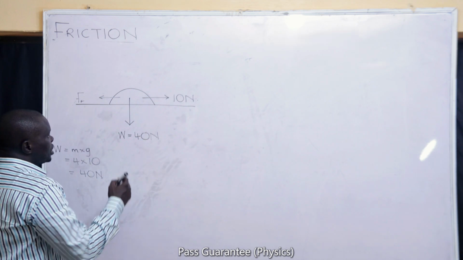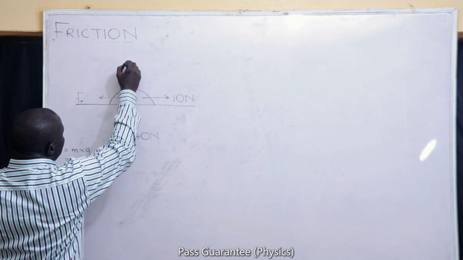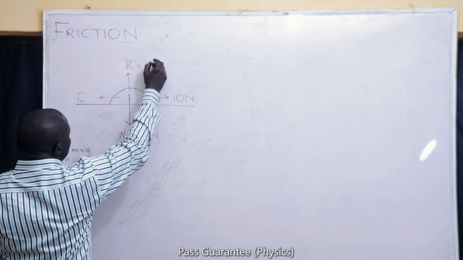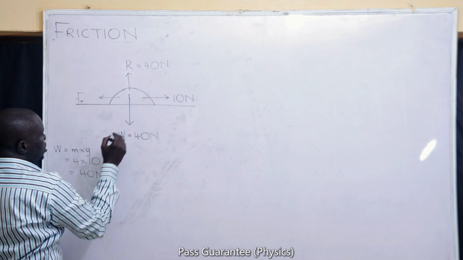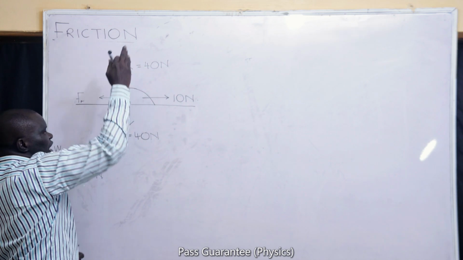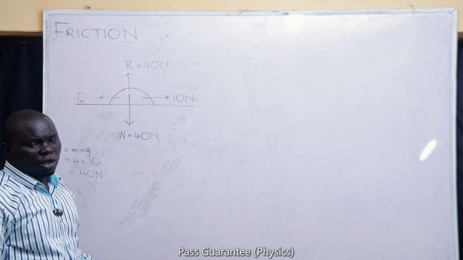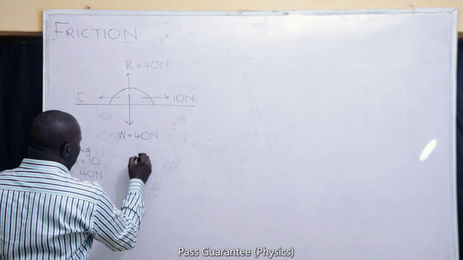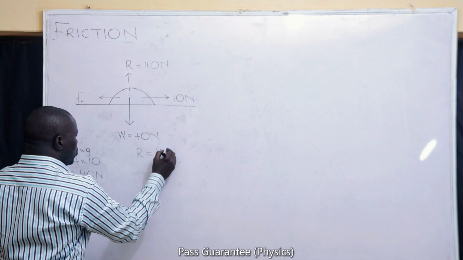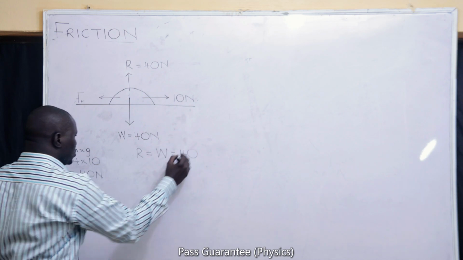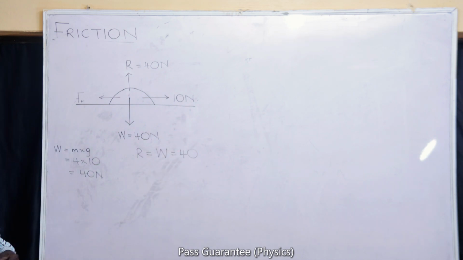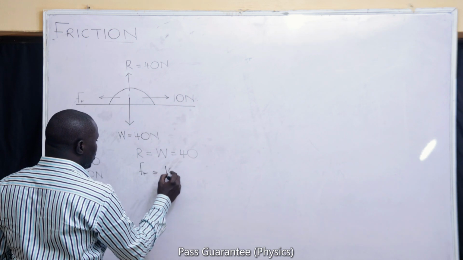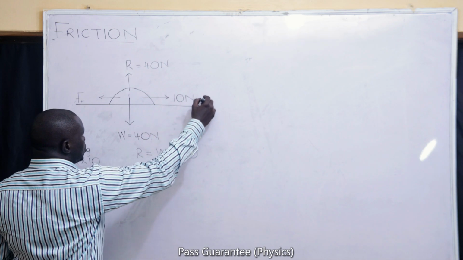Mind you, there's still one more force that we need to show, and that's the normal reaction. It must be equal to 40 Newton. How did I get that 40 Newton? It is directly opposite the weight, and since there is no movement in that direction, we expect the normal reaction to be equal to 40. So if the normal reaction is equal to the weight, which is equal to 40 Newton, and the friction is equal to 10, not that the friction is the force that wants to cause the motion, but the force that wants to cause the motion is 10.